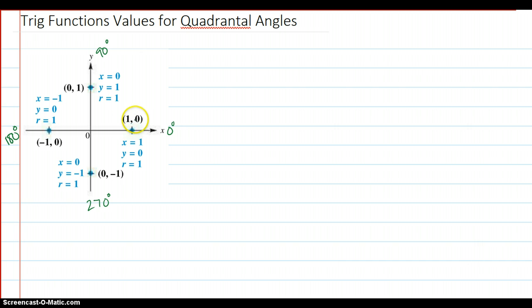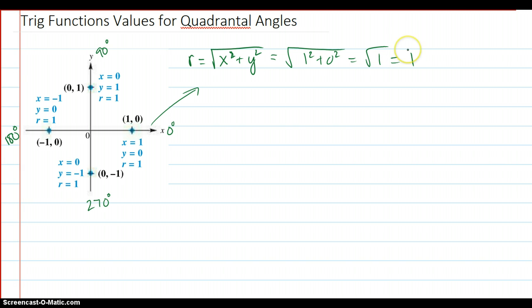X is 1, you notice, and y is 0, therefore I have it written there. R is going to also be 1 because of the definition of r. If you remember, r equals the square root of x squared plus y squared. So in this case, the x is 1, the y is 0, so we get the square root of 1, which is 1. So there's where I get the r of 1. R, again, is never negative.